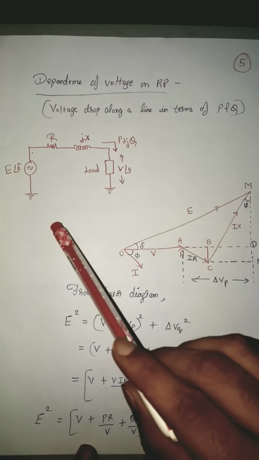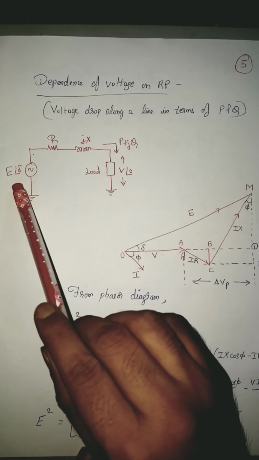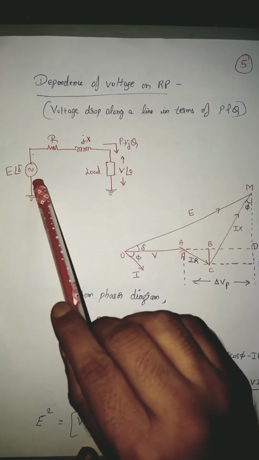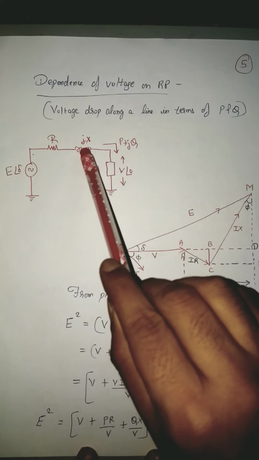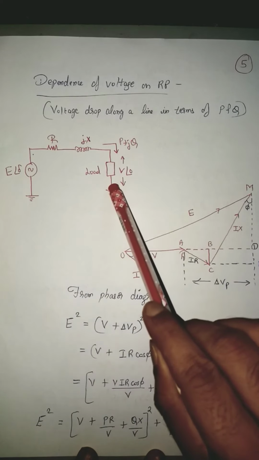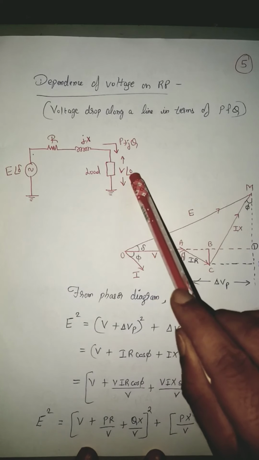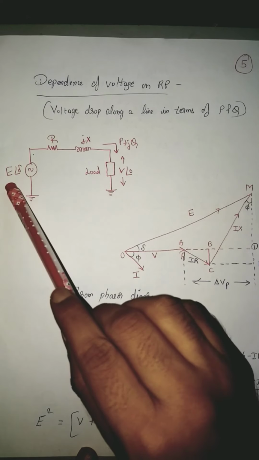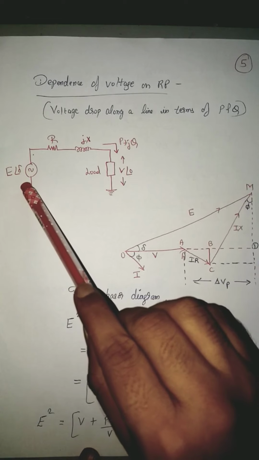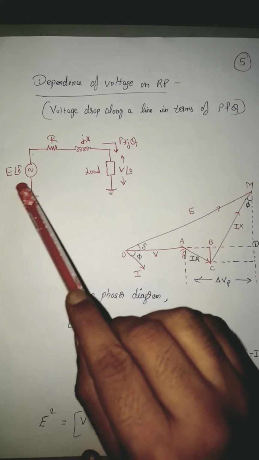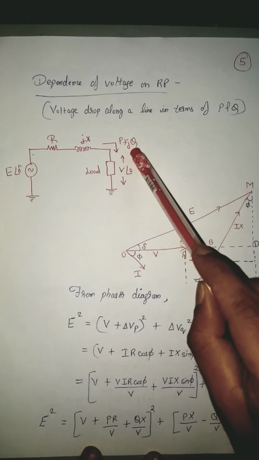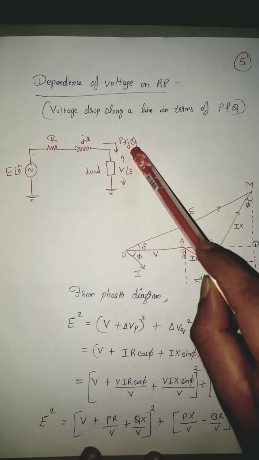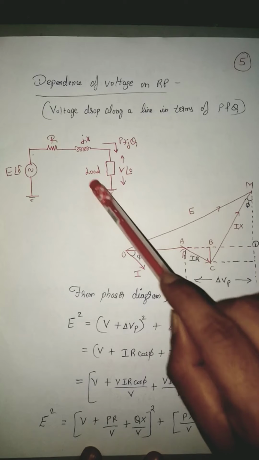So let us take the system here. Here you can see E at an angle delta. This is nothing but your source, and R and jX represent the transmission line, and this represents the load. V at an angle 0 is the voltage across the load, and E at an angle delta represents the voltage generated by the generator, and P plus jQ represents the active and reactive power consumed by this particular load.